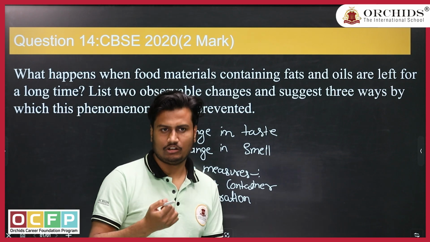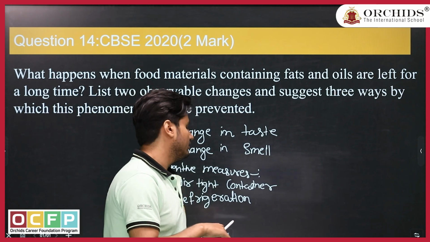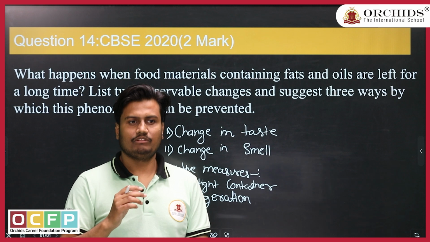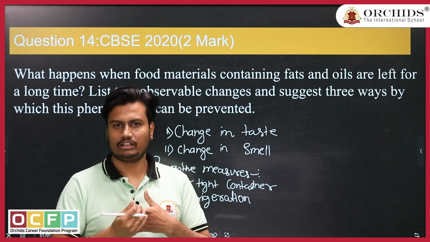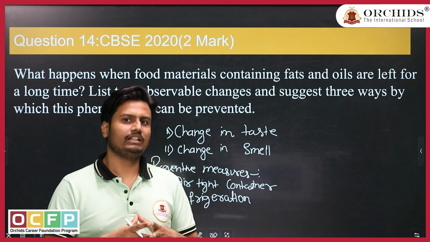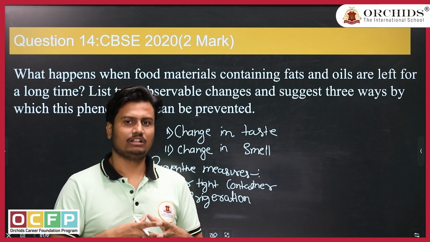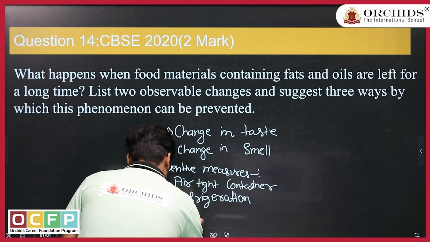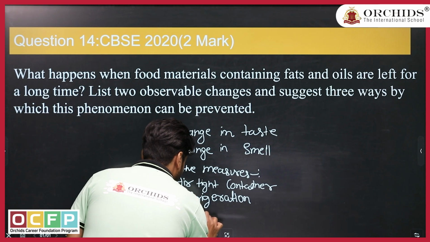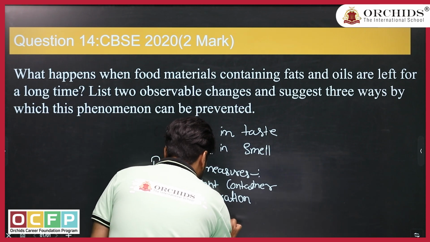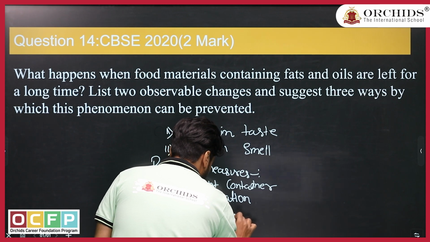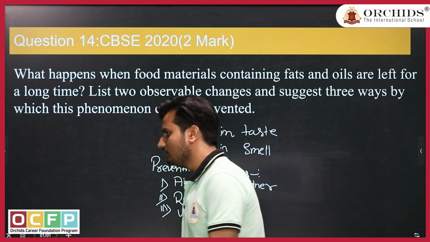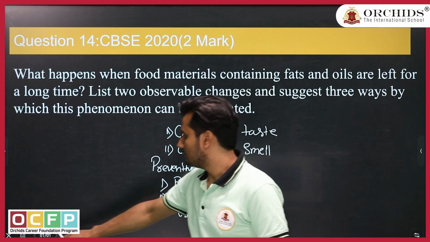We all use it in our day to day life. We put antioxidants. Antioxidant means the substance which prevents oxidation of any food. Generally for pickles or anything we use salts, lots of salts. So we can use antioxidants. So this is it for the previous year question.